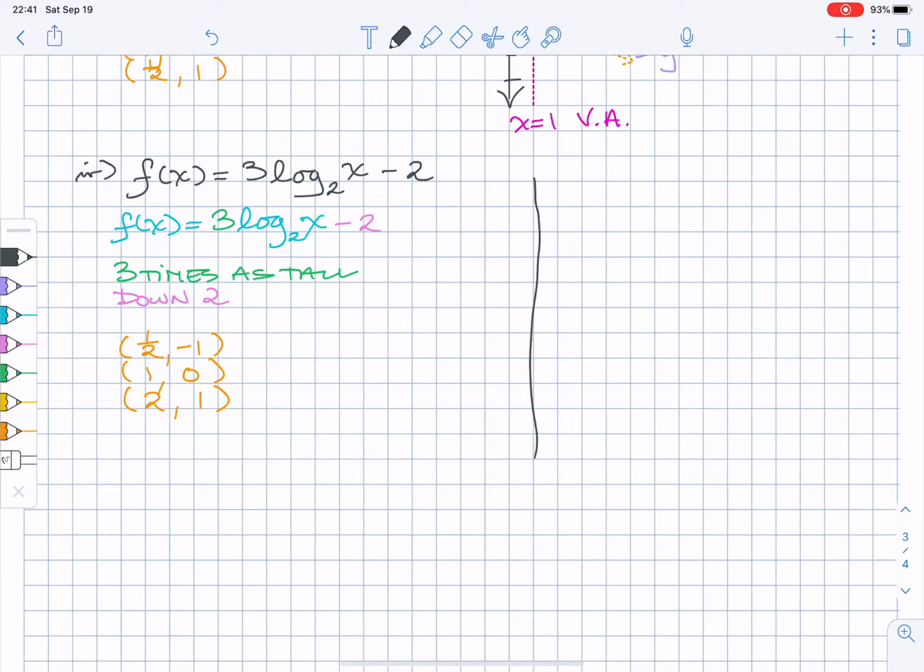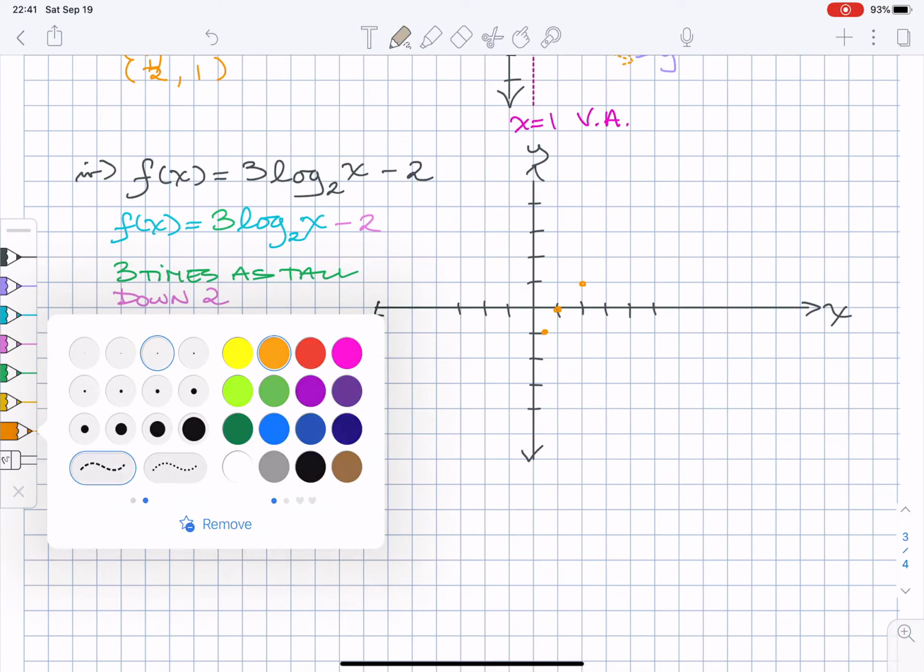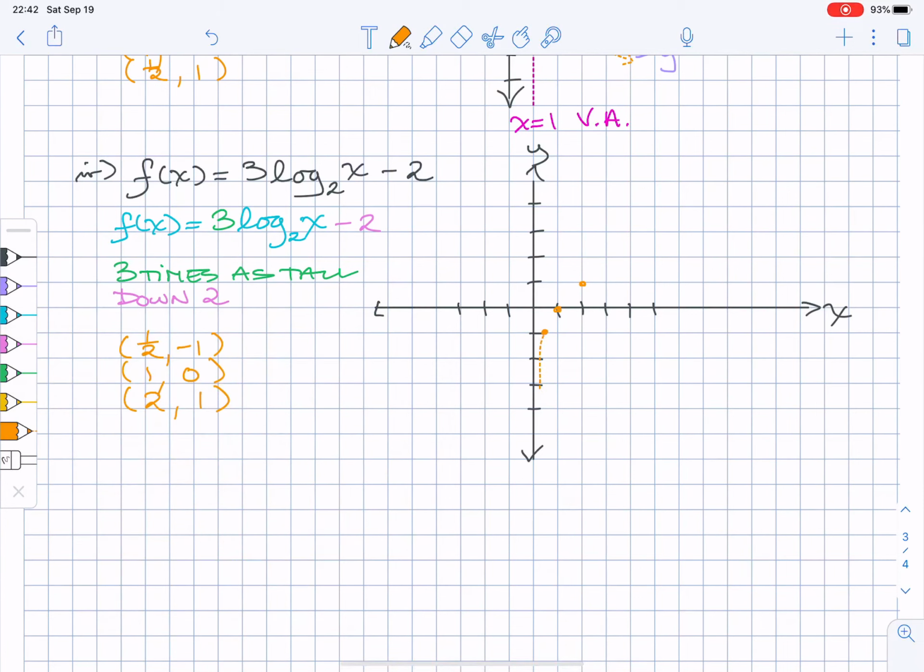So x and y coordinate axes. So 1, 2, 3, 4, 1, 2, 3, 4, 1, 2, 3, 1, 2, 3, 4, 5. Okay, so the 3 points I have are at 1/2 comma negative 1, 1 comma 0, and 2 comma 1. So we have our logarithmic function, something like so. But now I'm going to make it 3 times as tall.